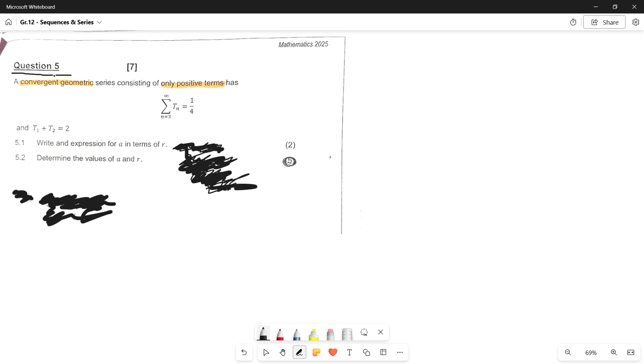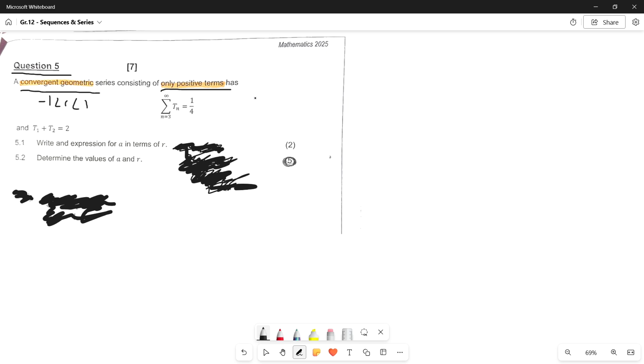Okay, great. And then last question over here, question 5. It says a convergent geometric series consisting of only positive terms. Okay, very important. Has its first input as n equals 3. It has the sigma sign. It goes all the way up to infinity. That's where the convergent comes from, because we're in between -1 and 1 for our ratio. And then they told us Tn, so that's unknown, but this whole sequence equals 1/4.